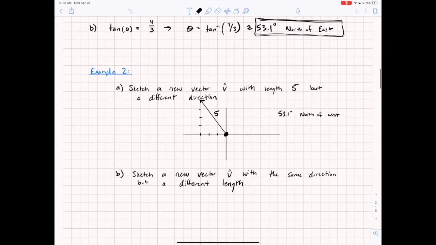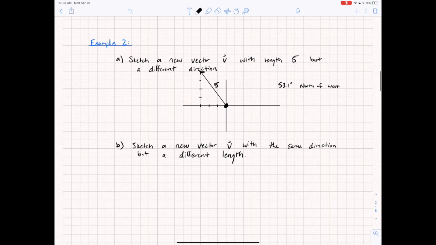All right, so B says sketch a new vector v that has the same direction but a different length. What if I wanted to maintain the 53 degrees north of east, but I don't want it to have a length of 5? What might that look like? Again, I can draw this vector, and I don't have to start it at 1, 2. I can really start it anywhere I want. I could start it again here at the beginning.